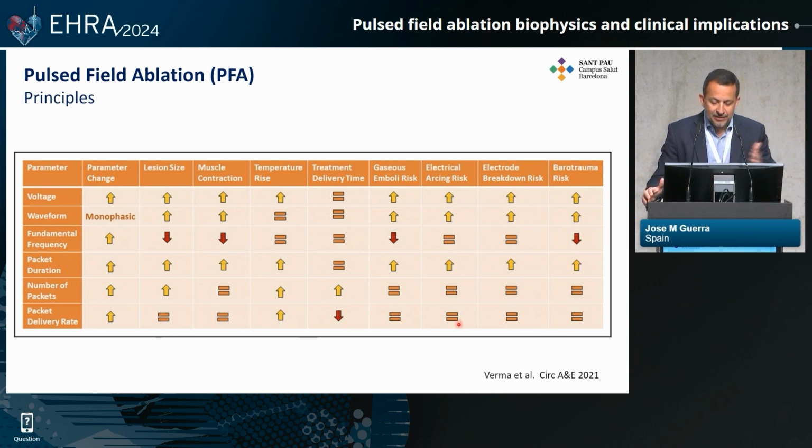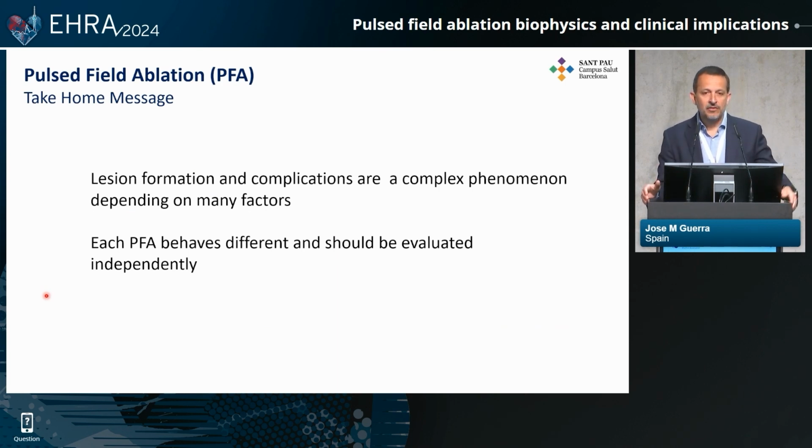I have this very nice figure, which comes from a very nice review from 2021 in Circulation: Arrhythmia and Electrophysiology. You see all the parameters that are involved in the waveform and how they have an impact on many critical areas, not only lesion size, but muscle contraction, temperature rise, and many other things. So as a take-home message, I would say that lesion formation and complication are a complex phenomenon in PFA and depend on many factors that we have to consider. And the second thing, more importantly, each PFA system behaves differently and should be evaluated totally independently, because we are talking about totally different things. Thank you very much.